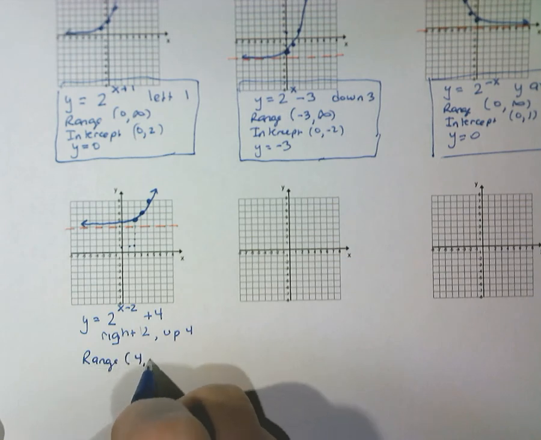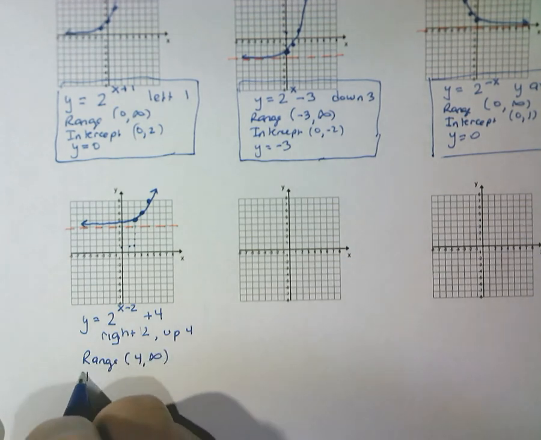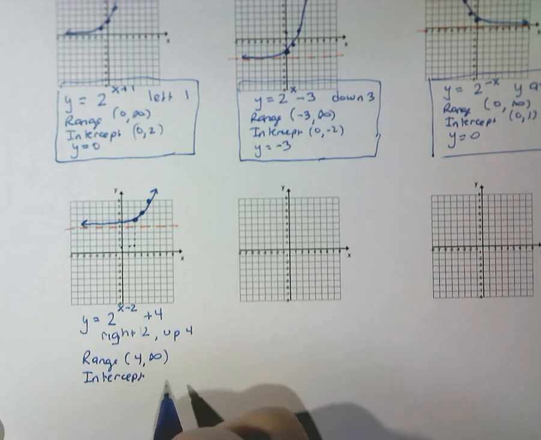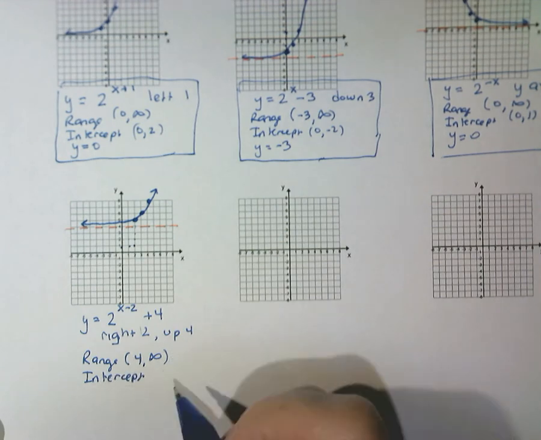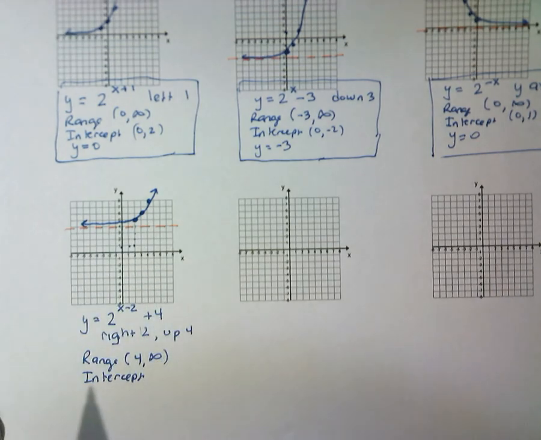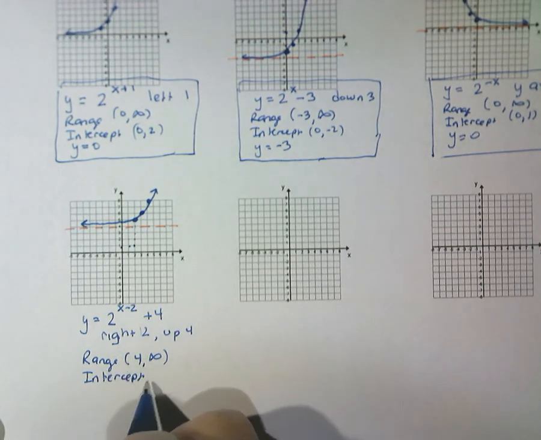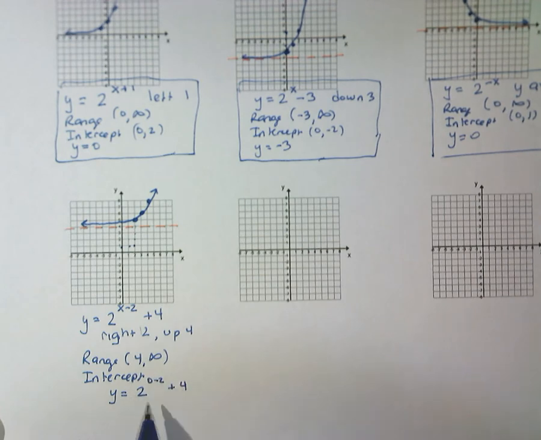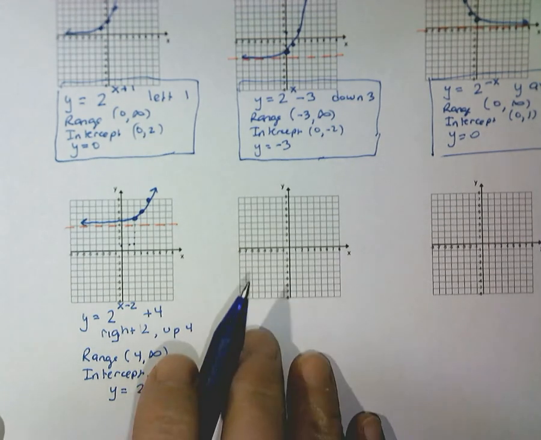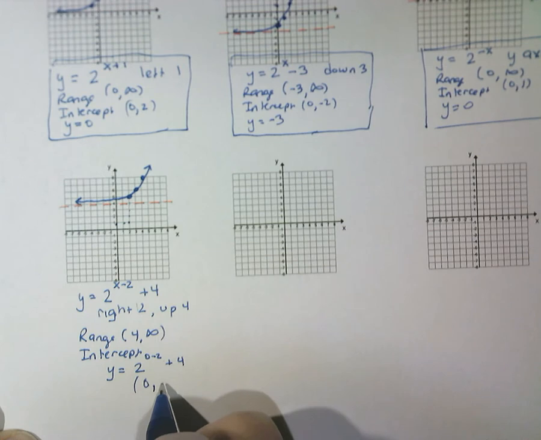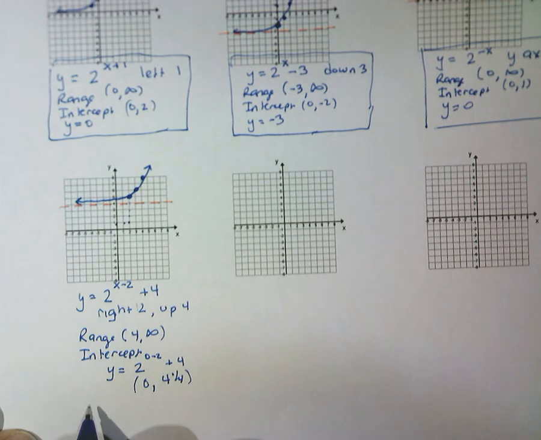So my range goes from 4 to infinity. My intercept moved up 4. So instead of 0, 1, it would be 0, 5, but now it's also moved over. So it's changed a little bit. It's not right at 5. To find my intercept, I would go y equals 2 to the 0 minus 2 plus 4. 2 to the negative 2 is 1/4. 1/4 plus 4 is 4 1/4. So my intercept is going to be the point 0, 4 1/4. And my horizontal asymptote is going to be y equals 4.